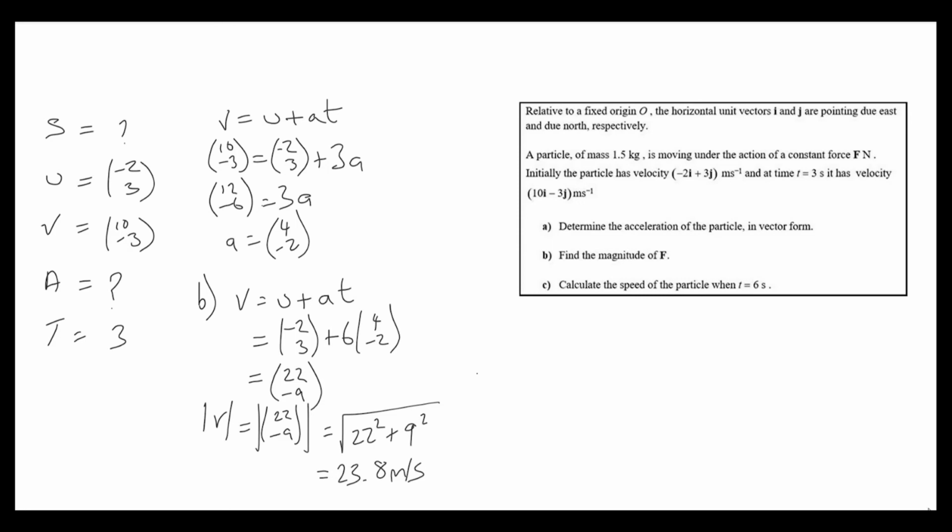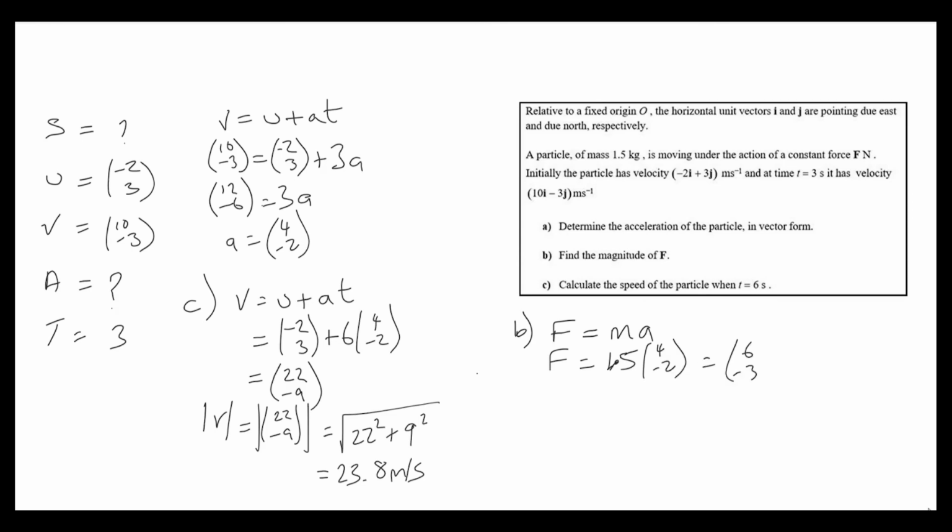Okay, I've actually switched around the order of these. The question also asked us to find the magnitude of F. So the magnitude of F. So what force would this 1.5 kilogram particle have been under? Well, let's use Newton's second law. That force is going to be the mass multiplied by the acceleration. So 1.5 times the acceleration we found, that gives us a vector of 6, -3.